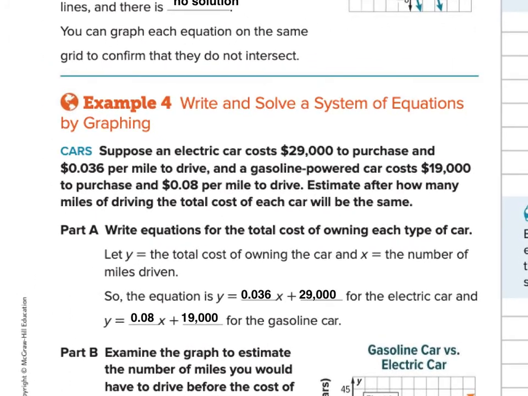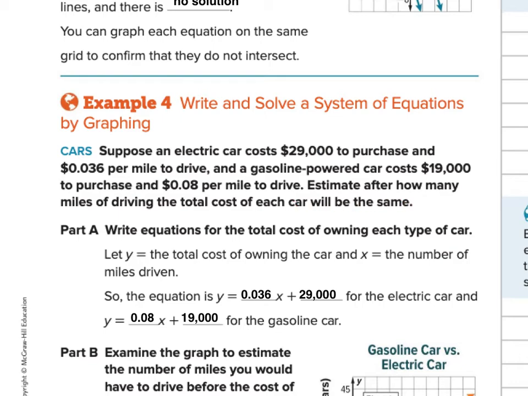How will we ever do this? Let's see. Suppose an electric car costs $29,000 to purchase, and this is how much it costs per mile to drive. A gasoline-powered car costs $19,000 to purchase, and then this is how much it costs per mile to drive. Estimate how many miles of driving the total cost of each car will be the same.